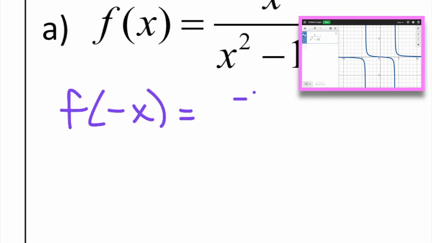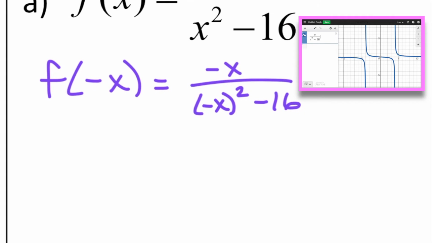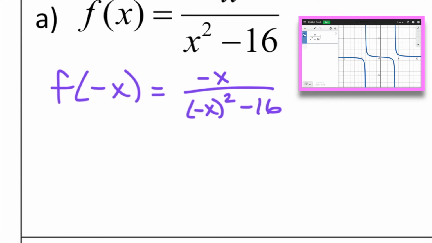And so this ends up as negative x in the numerator over negative x squared minus 16 in the denominator. Now, when I looked at the graph of this, I thought it might be odd, and hopefully you're seeing that on the side of your screen here. And so in this case, the next step, and you're really only going to have two algebraic steps for any of these functions, is to simplify the expression with the negative x's.